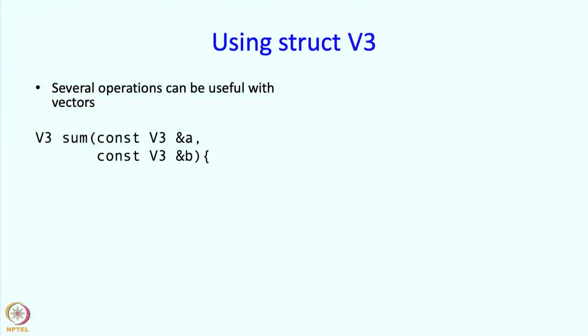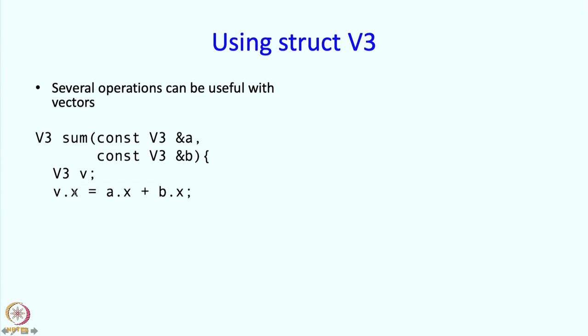Well, there could be several operations that you might want to perform. So, for example, you might take two vectors and add them up together. Okay. So, an ordinary function which does this would look something like this. You have this function name, and this function is going to return an object of type V3 or a structure of type V3, and it is going to take arguments which are also of type V3, and we are taking arguments by reference. So, first it is going to create internally a V3 object called V, and this is going to be our result.